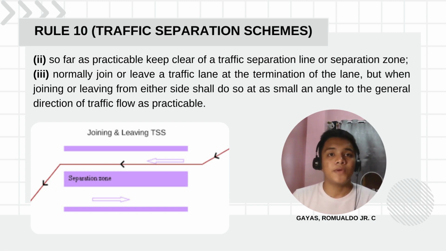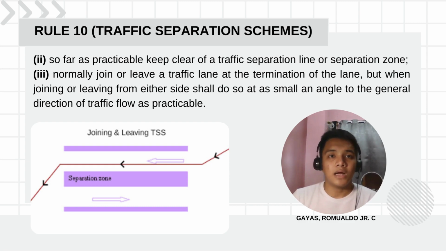Subparagraph 3b, on the other hand, this rule provides guidance on how vessels should enter or exit a traffic lane within a traffic separation scheme. Here's a more detailed explanation. In joining or leaving at termination of the lane, normally vessels should enter or exit a traffic lane at the point where the lane ends. This means they should transition into or out of the lane when it naturally opens up into unrestricted waters or at a designated entry or exit point.